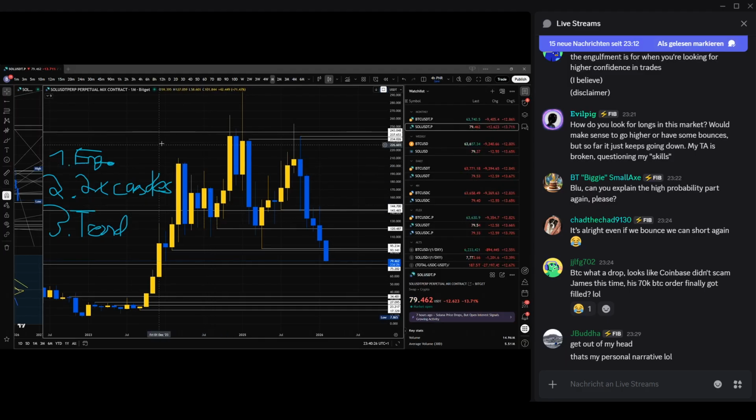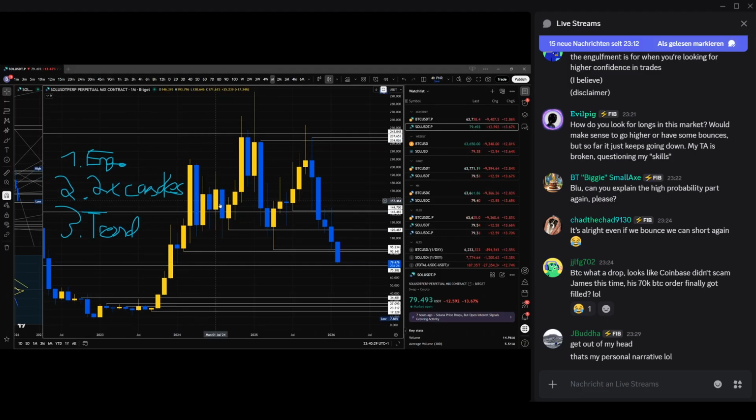Which also explains why you were not getting a good short out of this setup here, because you only had, so condition one, engulfment, check. Condition 2, two candles into the same direction for the trade. No check. You only have one distribution candle. It's already medium risk, maybe going from here, if not high risk. And then 3, you also don't have the trend, because on the monthly time frame your trend is up and you're shorting.